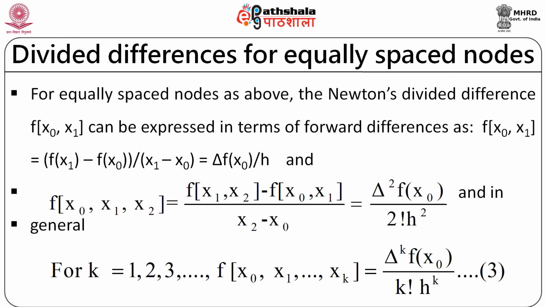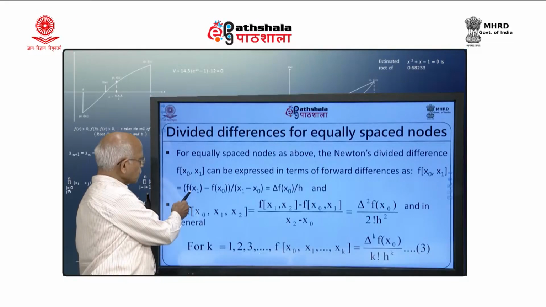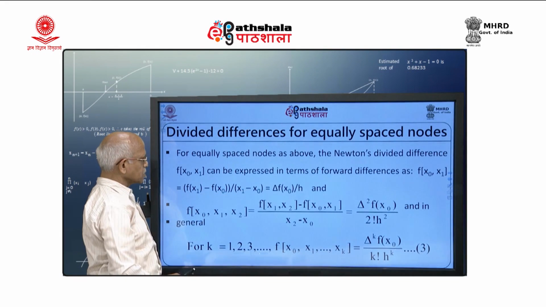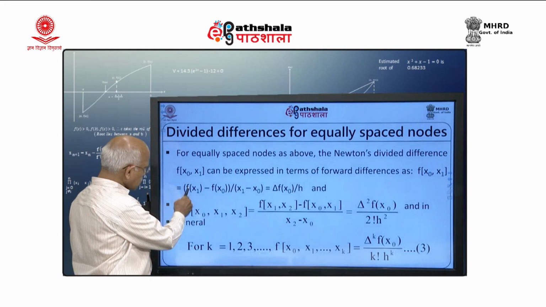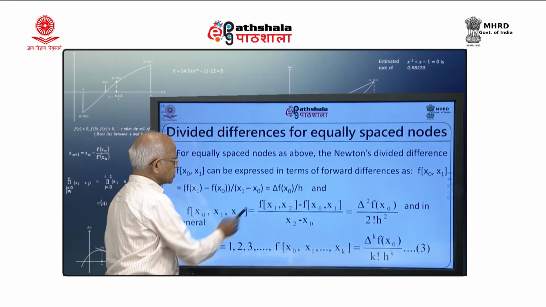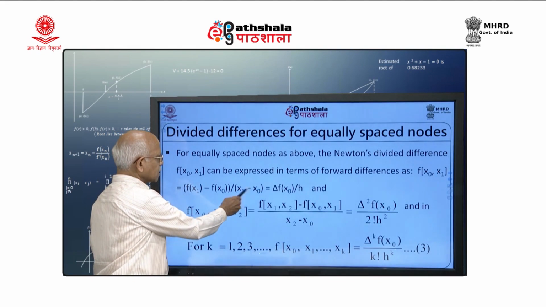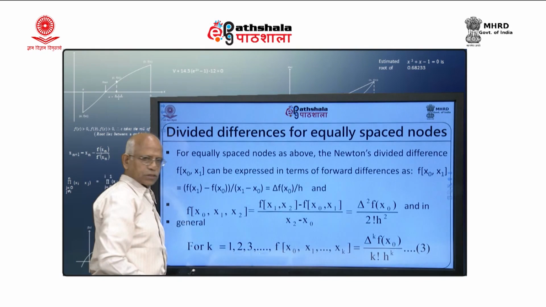For equally spaced nodes as above, the Newton's divided difference f[x0, x1] can be expressed in terms of forward differences as follows. Suppose we take f[x0, x1], that will be equal to f(x1) minus f(x0) upon x1 minus x0, but the numerator is delta f(x0) and x1 minus x0 is nothing but h.